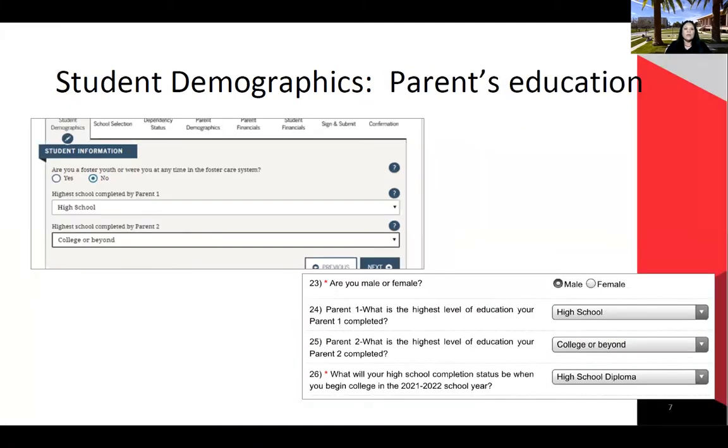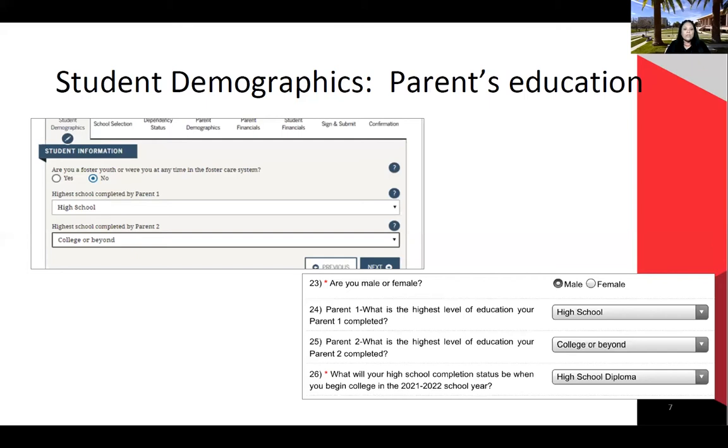Now we're going to move on to the parents' education. The reason that I want to discuss this particular slide is that your FAFSA and your CADAA are going to ask you questions about yourself, and then repeat those questions about your parents. So when you're filling out your application, you want to make sure who is being asked the question. In this one, you're being asked, what is your parent's highest level of education? Depending on who you identified as parent 1, you'll answer that question, and based on who you identified as parent 2, you'll answer that question.